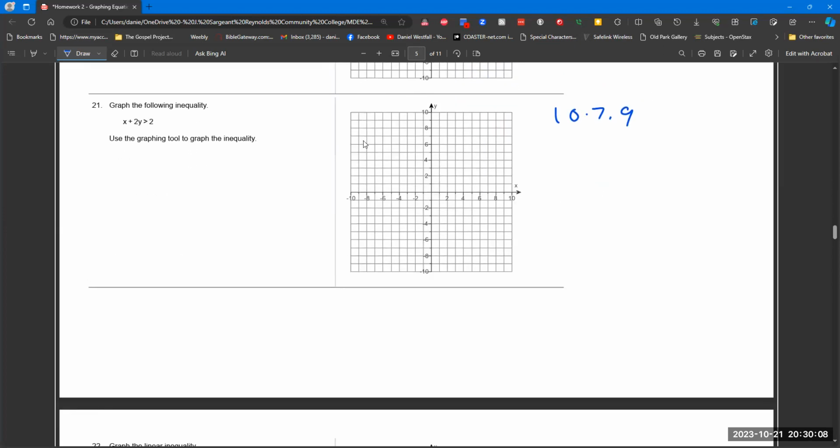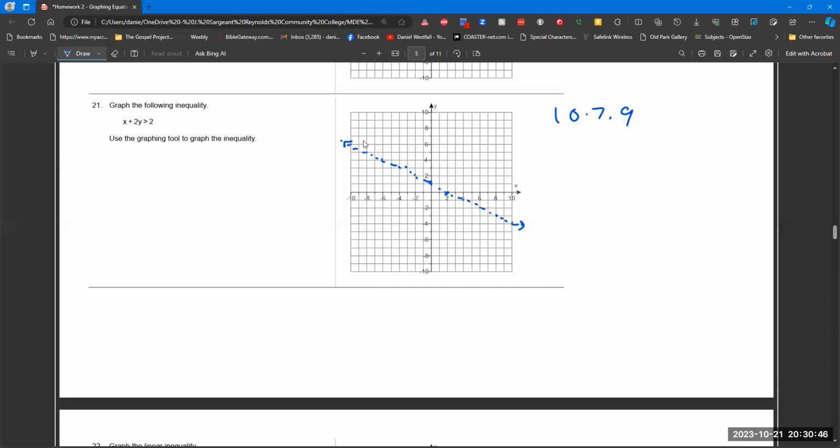I'm going to use my intercept method again here. X is 2. Y is 1. Broken boundary line this time. Down 1, right 2, down 1, right 2, down 1, right 2, and then up 1, left 2, up 1, left 2, up 1, left 2. I should have a broken boundary line here. There we go.